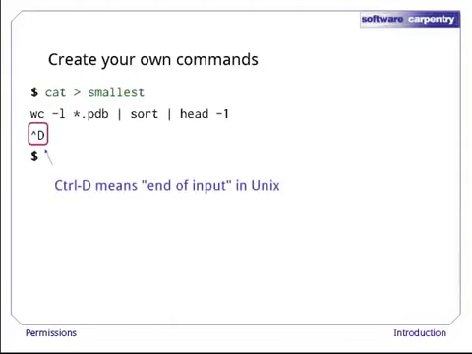Ctrl-D means end of input on Unix. It's how we tell cat or any other program that there's nothing more coming from the keyboard. The equivalent control character on Windows is Ctrl-Z.